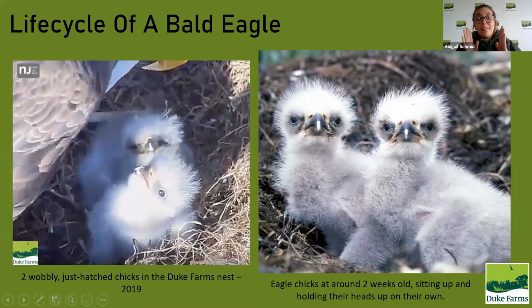Okay, so now there's a whole bunch of cuteness happening, right? This first photo, we see two little wobbly chicks. So these guys have just hatched. This is a photo from 2019 from the Duke Farms eagle nest. So once they hatch, they're kind of just flopping all over the place. They can't really hold their head up. They can't hold their bodies up. You can see that they're kind of slouched forward a little bit. And then around week 2, they look like this second photo, right? You can see they're sitting up straight, they're holding their heads up, and they're starting to grow. They're still little fluff balls, but they have more control over their body.